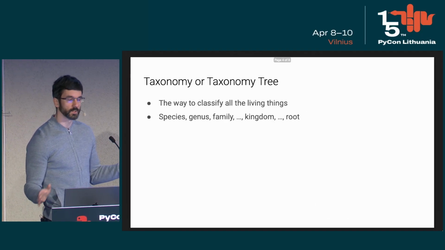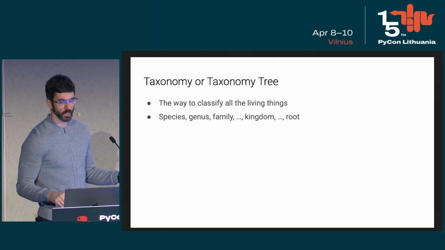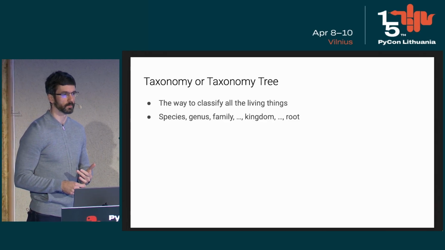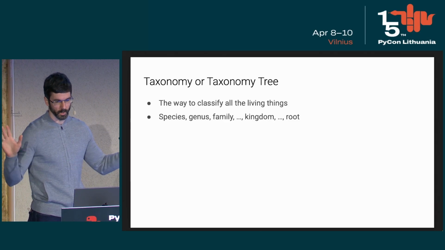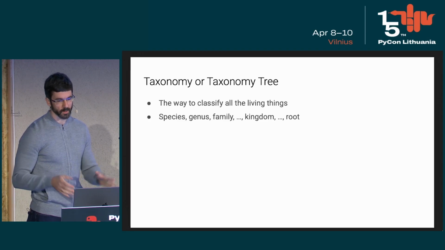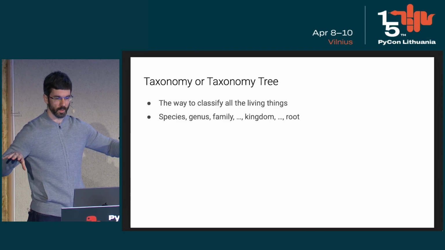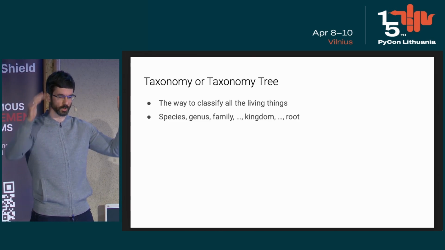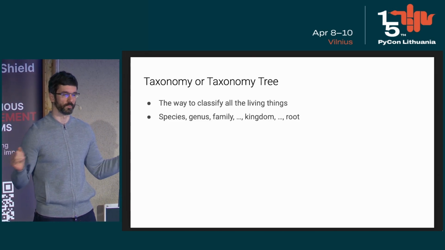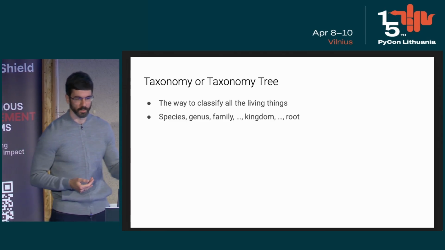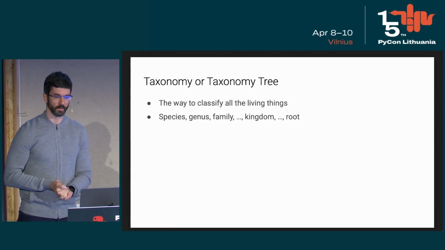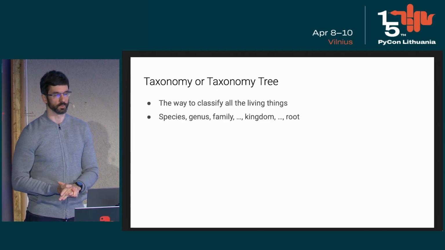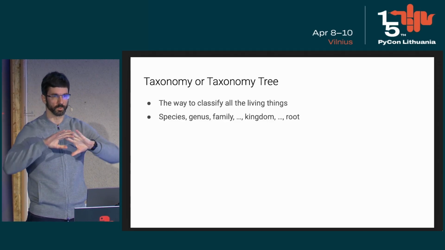And then what is a taxonomy or taxonomy tree? It is a way to classify all the living things on the planet Earth and maybe outside. The leaf level is either species or subspecies level, and if you go up you're just generalizing, so it's genus or family level or kingdom, etc. And eventually if you go up all the way you're going to reach the root node.